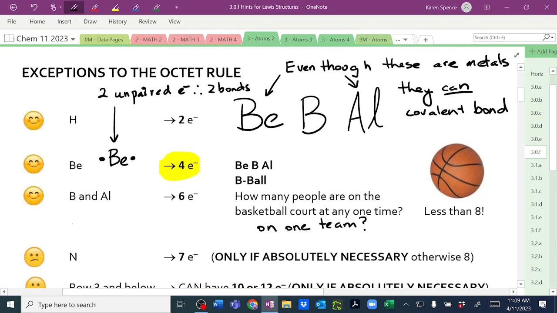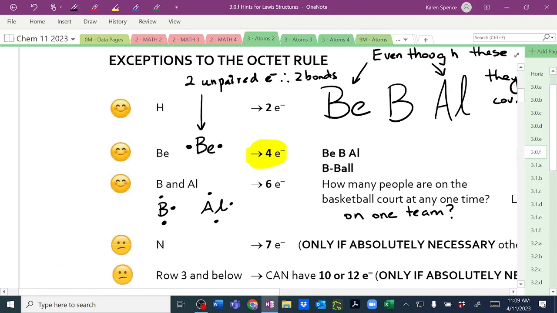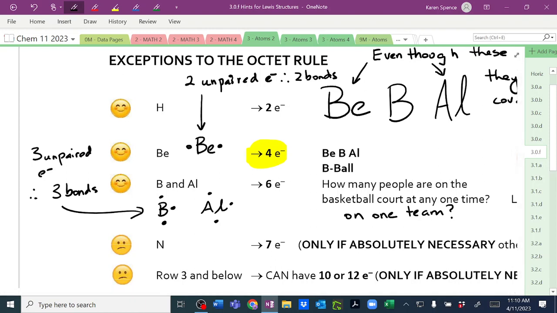Boron and aluminum, they each have 3 electrons, 3 unpaired electrons. Therefore, they're going to have 3 bonds, and you don't have a lone pair. That gives you 6 electrons. Yes? Okay.